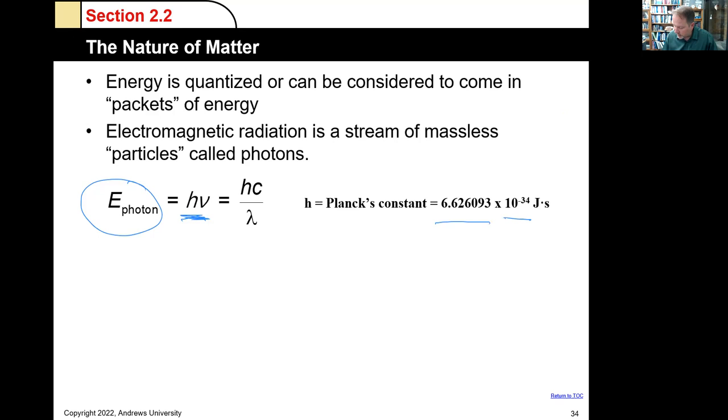Now, because of the definition of what nu is, remember, nu is c over lambda, we could substitute c over lambda in there and also get another interesting relationship that shows that the energy is inversely related to the wavelength.